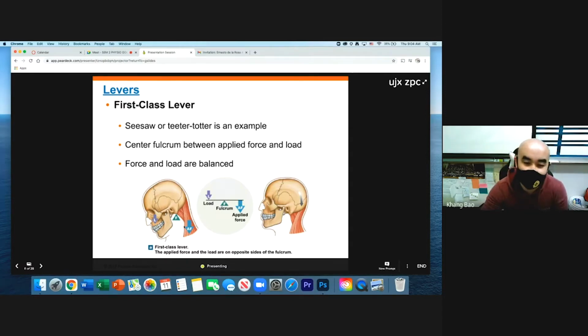So for example, this person right here needs to correct his neck, move his head up. The fulcrum would be this bone right here, the temporal bone. Applied force will be this muscle right here. It will create a force. It will contract, and that allows him to move his head up. First class lever, simple: fulcrum in the middle, applied force and load at equal distance at the ends. They are balanced.